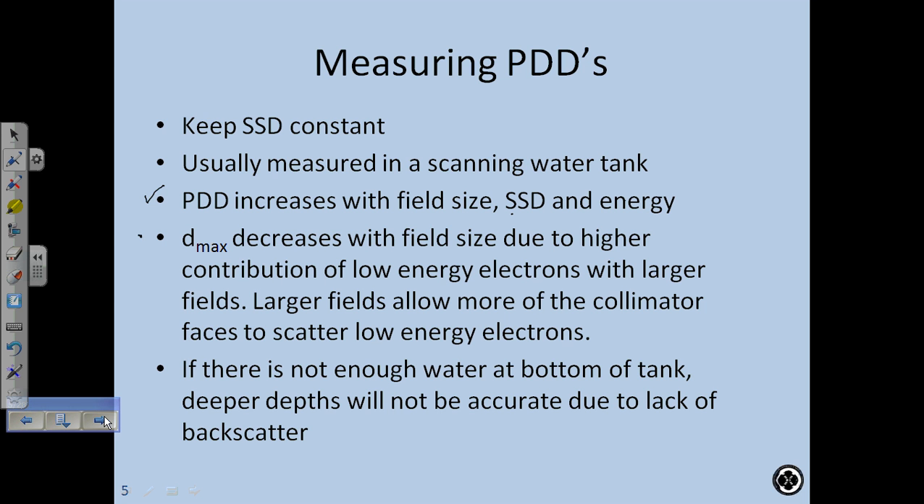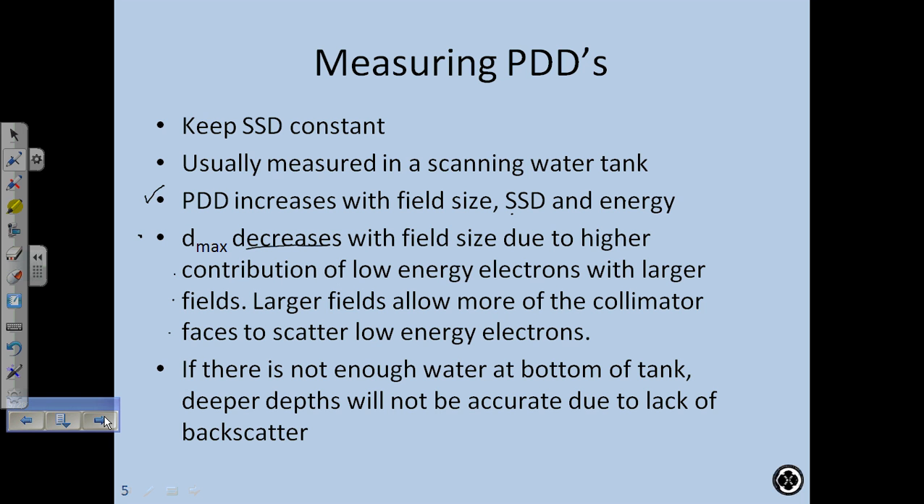Dmax decreases with field size. The depth of Dmax gets shallower as I increase my field size, due to a higher contribution of low energy electrons with larger fields. Larger fields allow more of the collimator faces to scatter low energy electrons. If I put a chamber at Dmax, now we're not even measuring PDD, we're just measuring the reading we get from our chamber at Dmax.